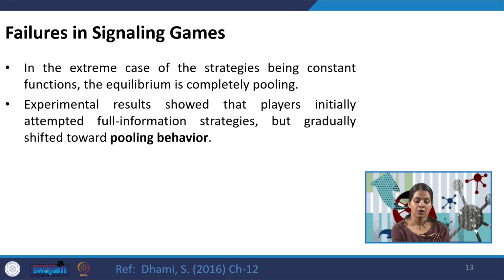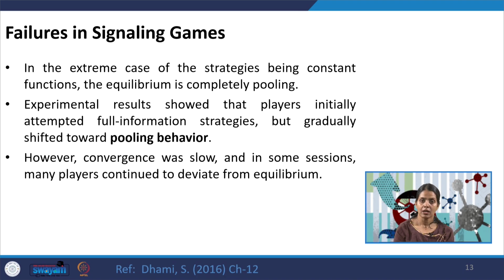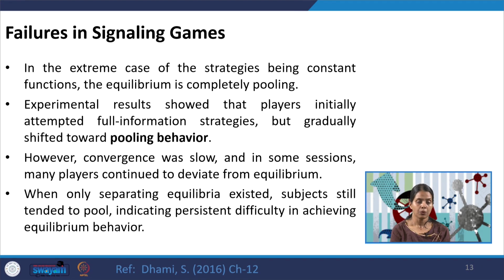Experimental results showed that players initially attempted full information strategies, but gradually shifted towards pooling behavior. So, they stopped updating their information base or a priori beliefs about the players. However, convergence was slow and in some sessions many players continued to deviate from equilibrium. When only separating equilibria existed, subjects still tended to pool, indicating persistent difficulty in achieving equilibrium behavior.